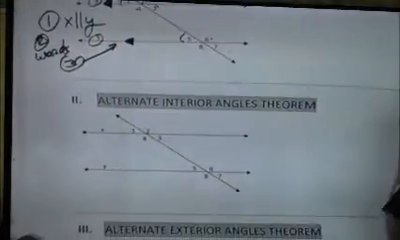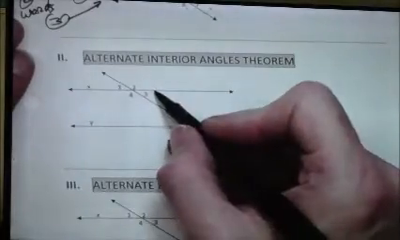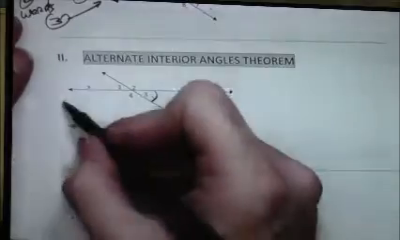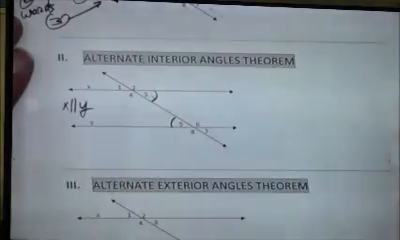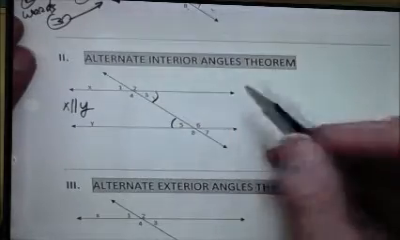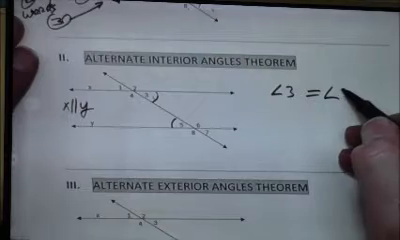Now let's come down to the next one, alternate interior angles. And let's take 3 and 5. These two are alternate interior. Whoops, I better say x parallel to y. 3 and 5, therefore, are equal to each other. Angle 3 is equal to angle 5.